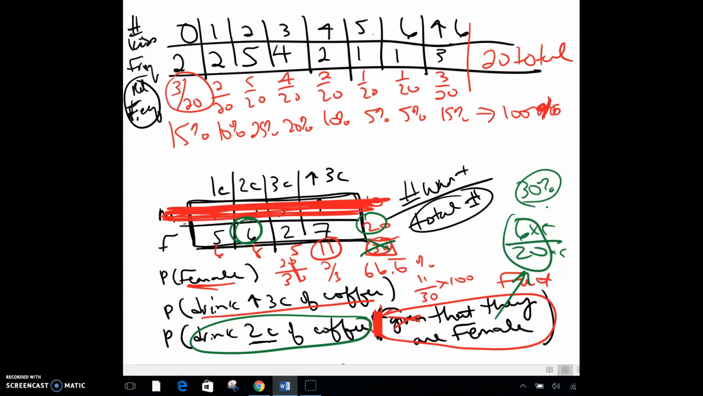All right, so those are the big ideas from section 1.5. Again, do a few of those problems in the book to practice. All right, let's move on.